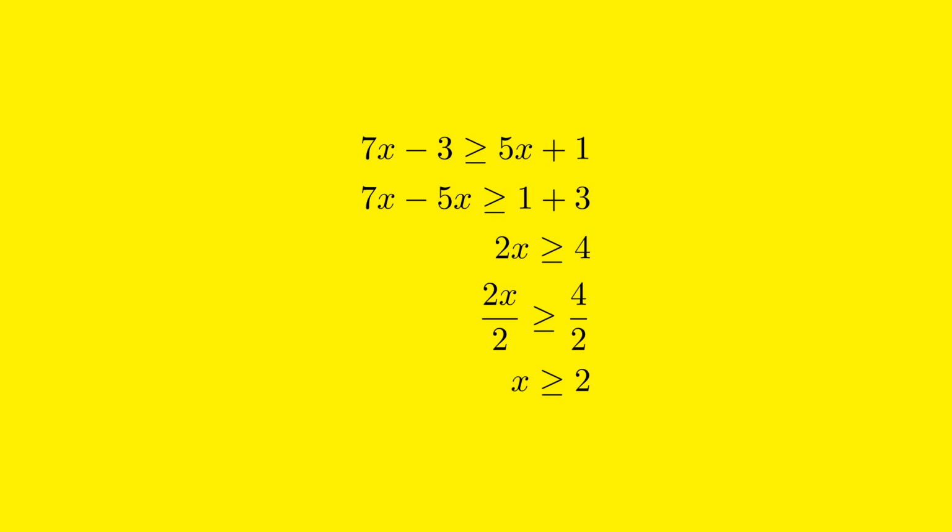Then we have to get rid of the 3 that is subtracted from 2x. To do this, we add 3 to both sides of the inequality. After adding, we obtain 2x is greater than or equal to 4. Finally, to isolate x, we divide both sides of the inequality by 2. This gives us a final inequality where x is greater than or equal to 2. Thus, the correct answer is B.